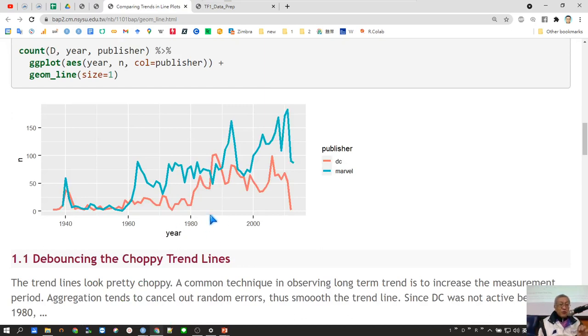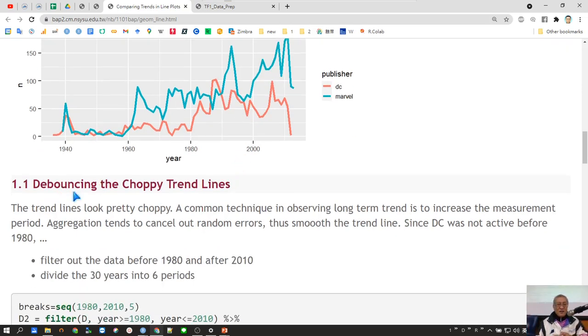In the last hour, we saw this, right? We see a problem in this line plot. They are bouncing back and forth. It looks like random noise, because we are observing a trend, right? We don't want to see this noise that disturbs the trend. So how can we do that? We can actually debounce the choppy trend line. We can do some debouncing.